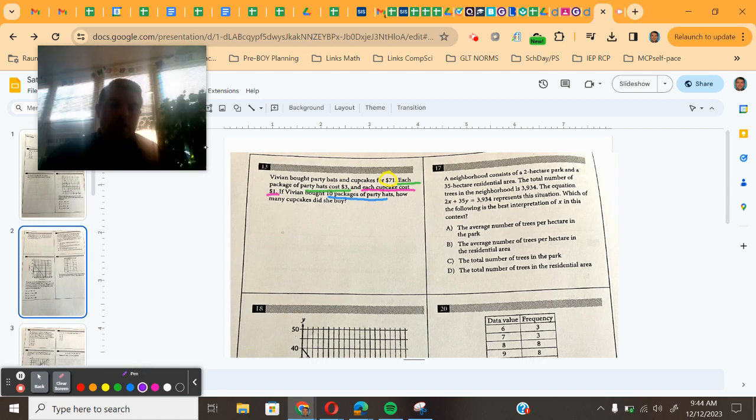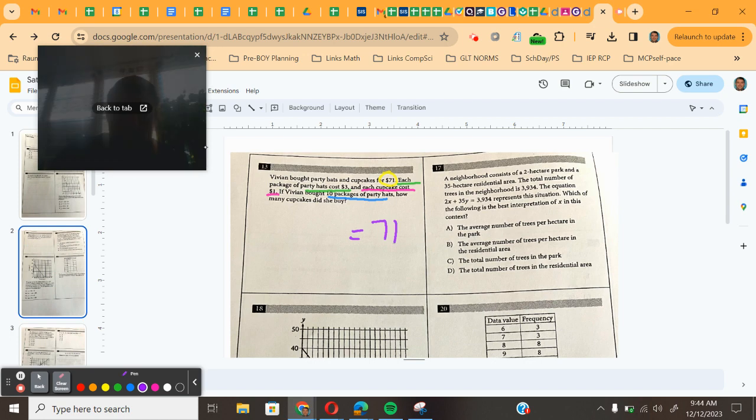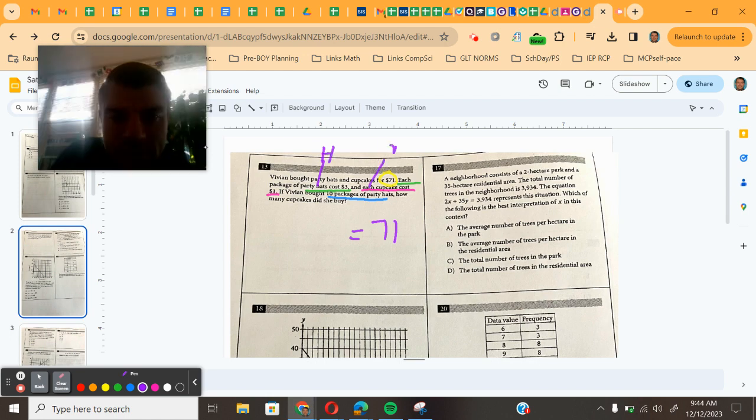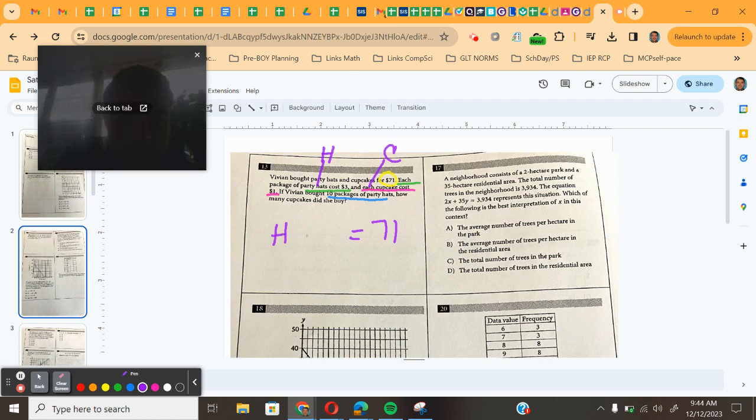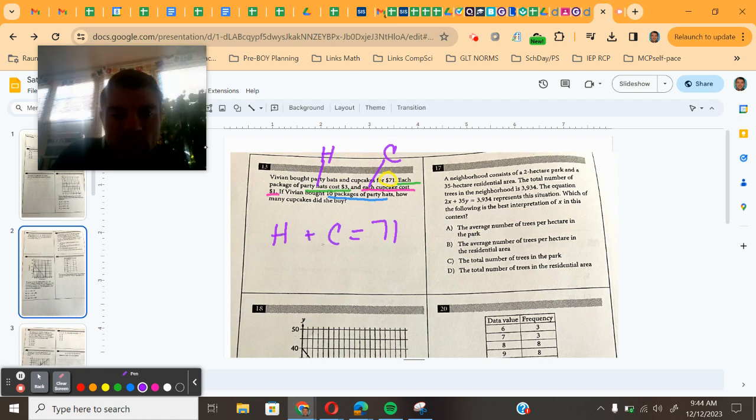So we have a total. We have party hats. Let's name hats H and let's name cupcakes C. H plus C equals 71. Now, we only know the price of each, so we're going to put that first. The price of the party hats is $3, and the cupcakes are $1.